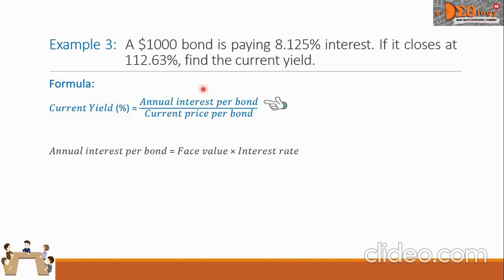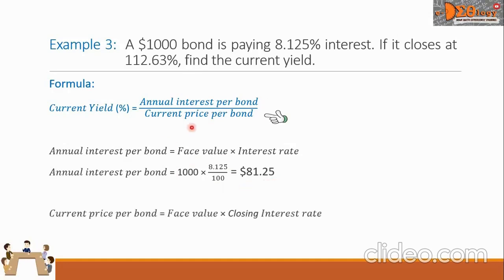First, let us write the formula for the annual interest per bond, and this is equal to the face value times the interest rate. It means to say we will have 1,000 times the interest rate, 8.125%. Let us express this percent as a fraction. We will copy this value and dropping that percent sign, and this is divided by 100. When we simplify this operation, we will get $81.25.